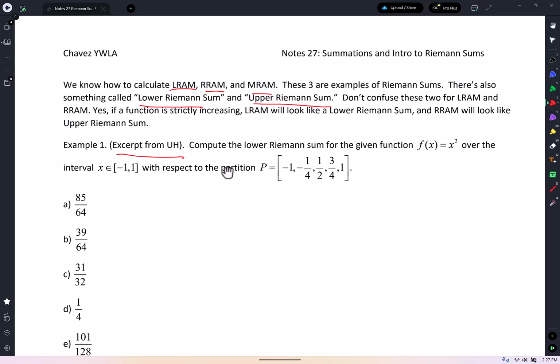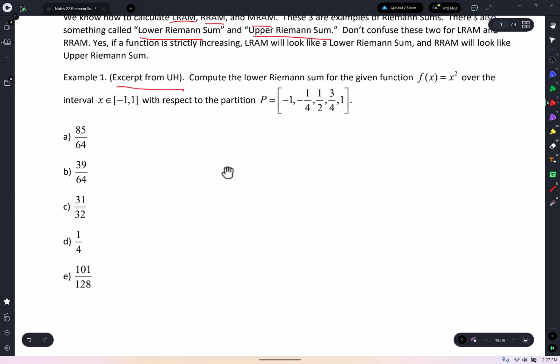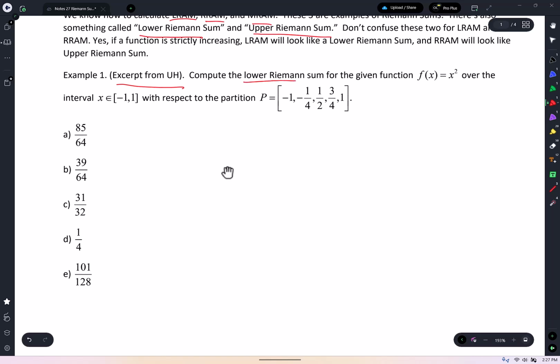All right. So example one says compute the lower Riemann sum for the given function f of x equals x squared over the interval negative 1 to 1 with the partitions negative 1 to negative 1/4, negative 1/4 to 1/2, 1/2 to 3/4, and 3/4 to 1. The key word is lower. You're going to get the lowest point on the curve, and that's how you're going to make your rectangle.